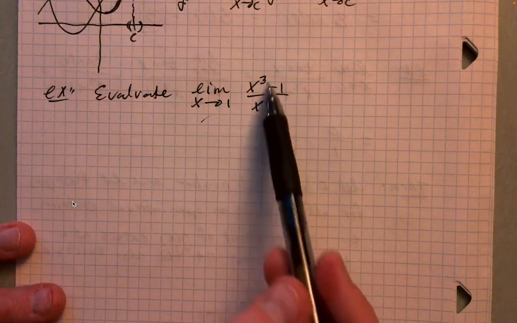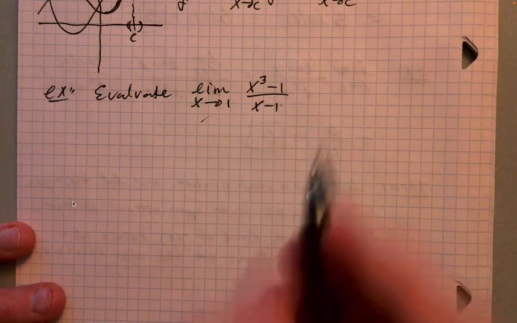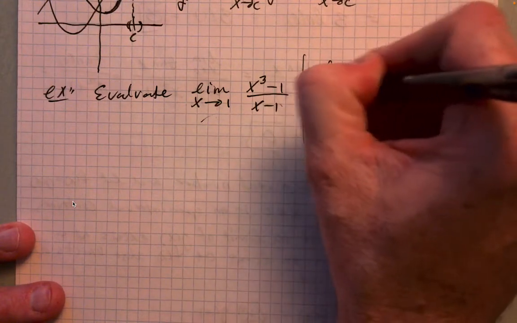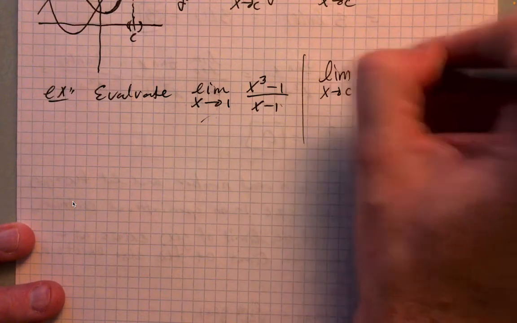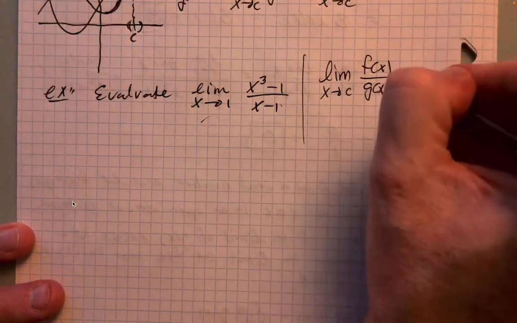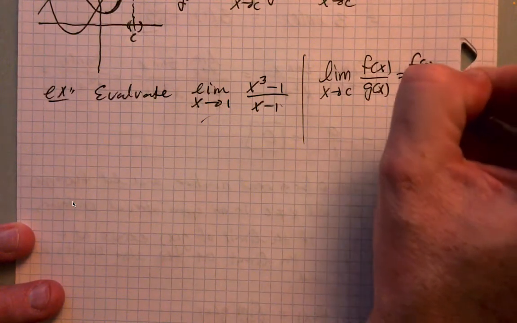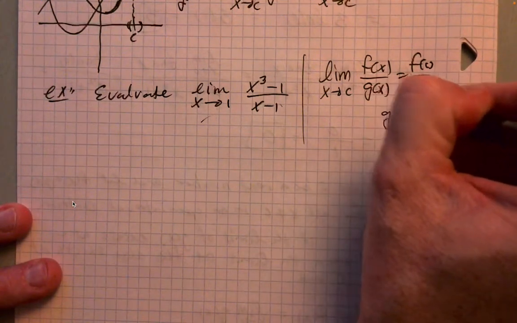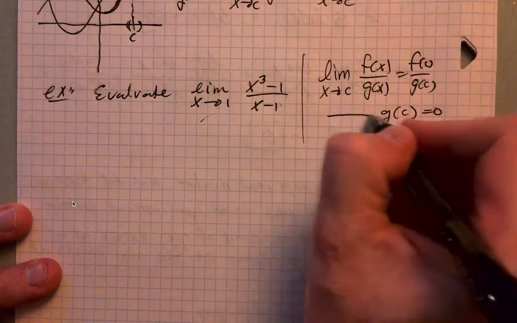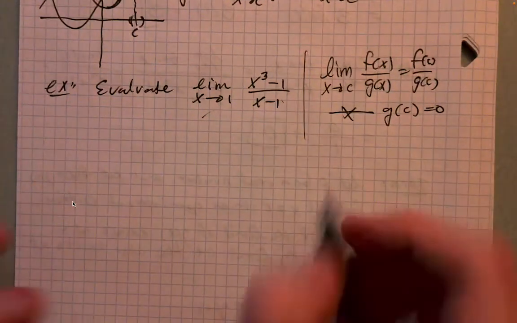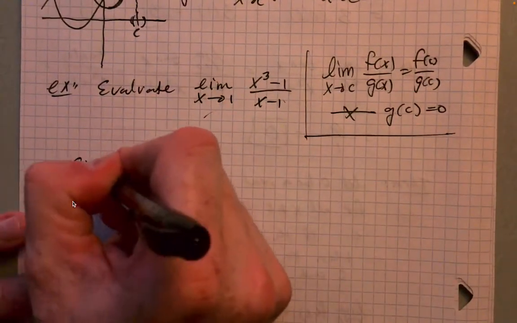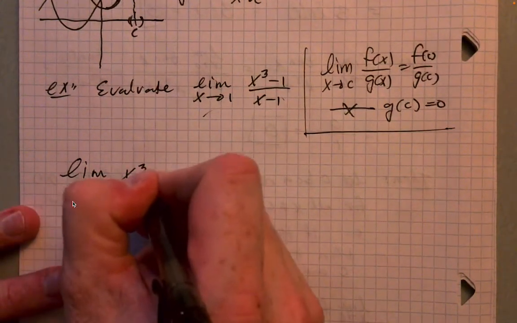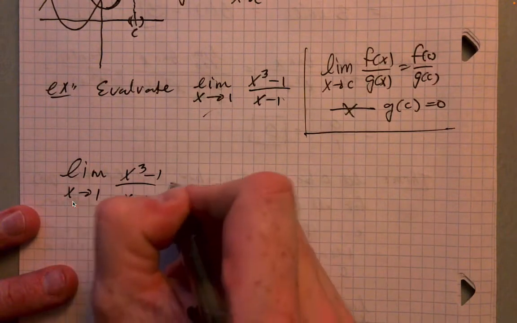So the fact that you have a denominator here means that you can't blindly apply that, because g of c would be equal to 0. So you've got a problem. What can we do? Can we do something with this? Let's take a look at this function a little closer: x cubed minus 1 over x minus 1.